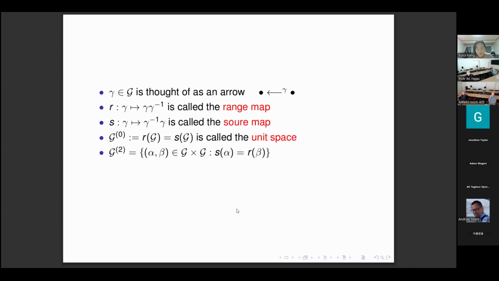So here is a short picture of a groupoid. Each element in a groupoid can be thought of as an arrow, like here. And the range map gives the end point of this arrow, and the source map gives the starting point of the arrow.